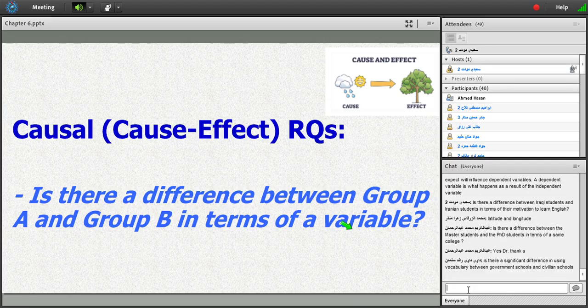Is there a significant difference in using vocabulary between government schools and civilian schools? Thank you very much. A very good question. You want to explore the difference between two groups, government schools and civilian schools, in terms of what? The vocabulary use. Good. Any other examples? What about the rest? Okay, Mr. Davi, you want to talk? Yes, please.